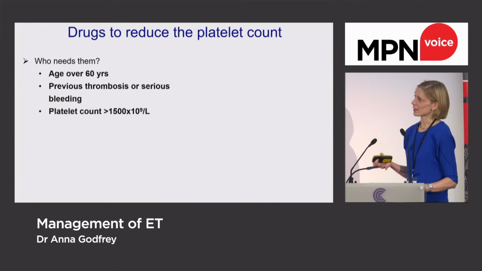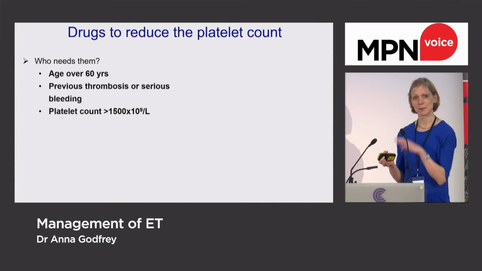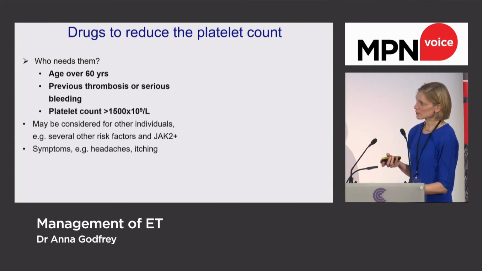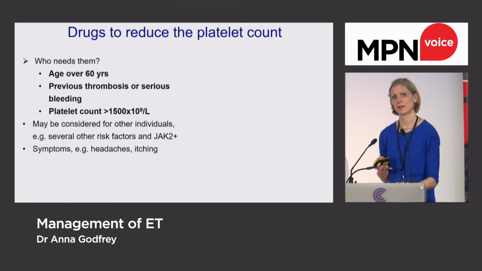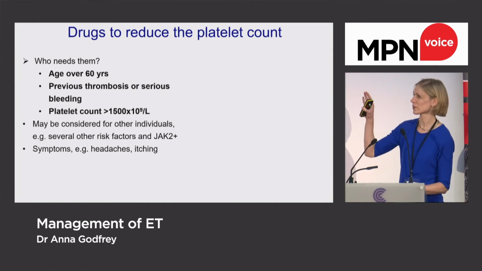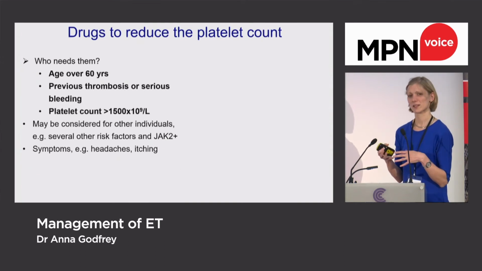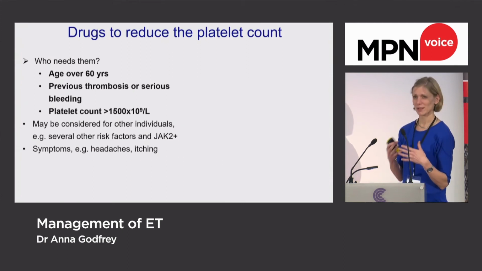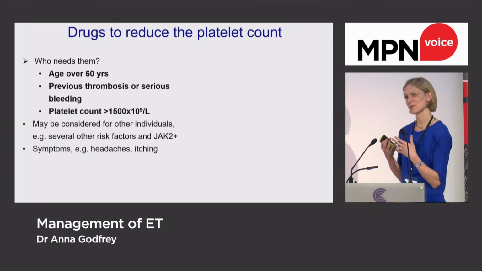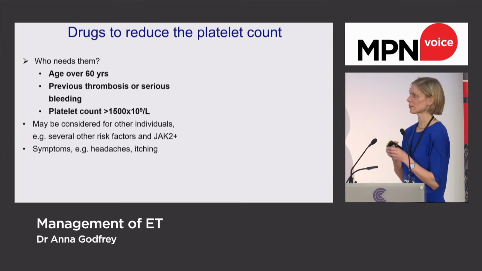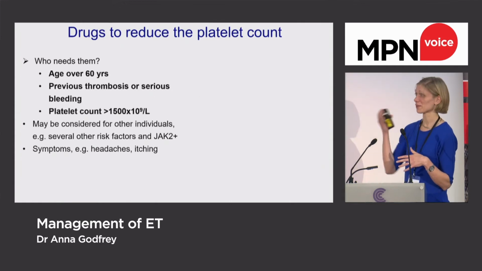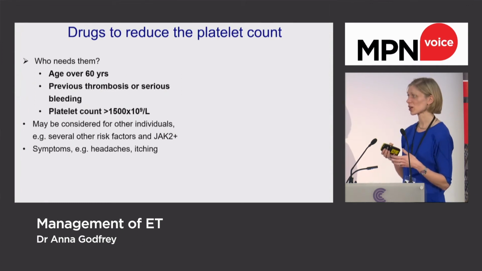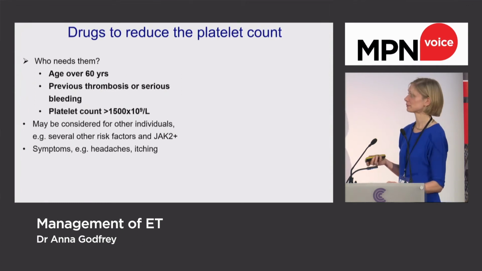So drugs to reduce the platelet count. So we've said who needs these drugs? People over the age of 60, people who have had a previous blood clot, previous bleed, or a very high platelet count. We do sometimes use them for other reasons. So if someone has not strictly got all of those things, but has lots of other risk factors, for example heart disease, or is JAK2 positive as well, sometimes there can be a lot of things stacking up that suggest you're better off being on a drug to bring down the platelet count. And also if you don't have those things, but you have very bad symptoms, such as very bad headaches or itching, then sometimes we suggest a trial of treatment to see whether that can improve the symptoms.